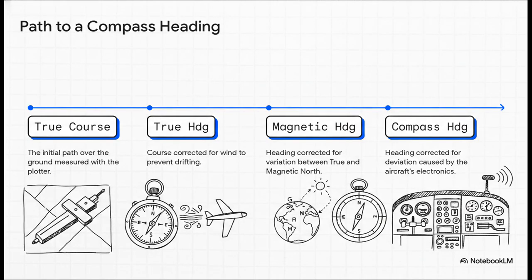So the plotter gives you that first number, true course. From there, you grab your E6B to figure out your true heading, which corrects for wind so you don't get blown off course. Next, you have to correct for magnetic variation. That's the difference between the geographic North Pole and the magnetic North Pole. Pilots have a little saying, east is least, west is best, to remember whether to subtract or add. And finally, you make one last tiny correction for magnetic deviation, which is caused by your own plane's electronics messing with the compass. And that gives you your compass heading. That's the number you actually fly.